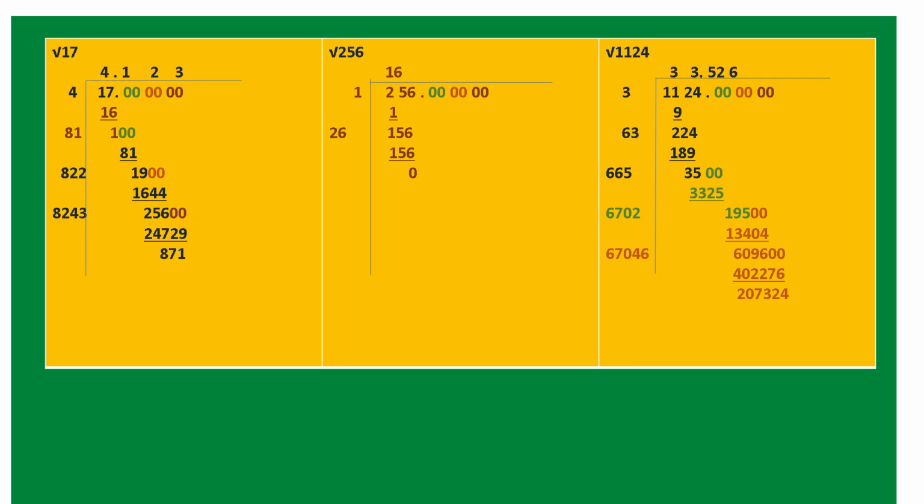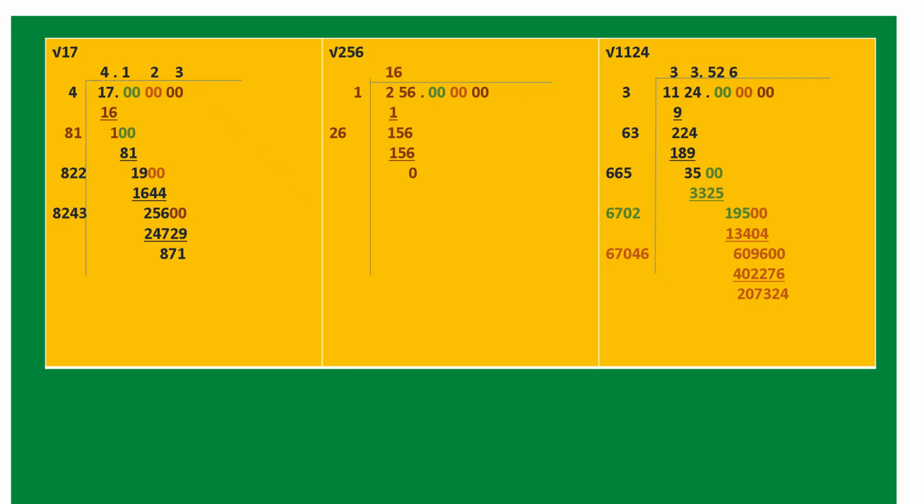Right. So, we consider 11. The perfect square which is less than 11 is 9. 3 times 3 gives rise to 9. The remainder is 2. Now you bring down 24. Why? We are looking into the long division method to find the square root. So I'll bring down 24.